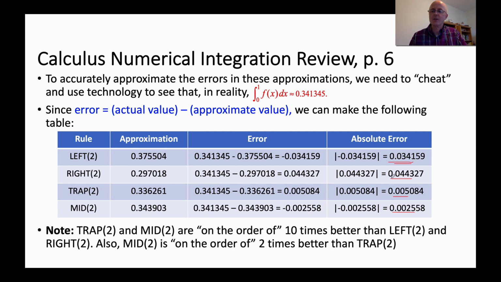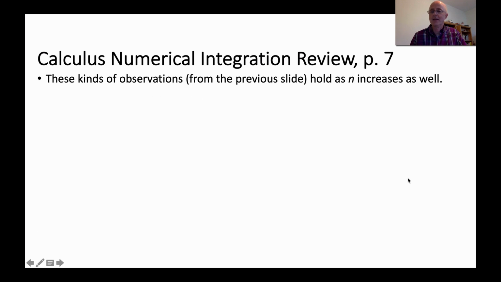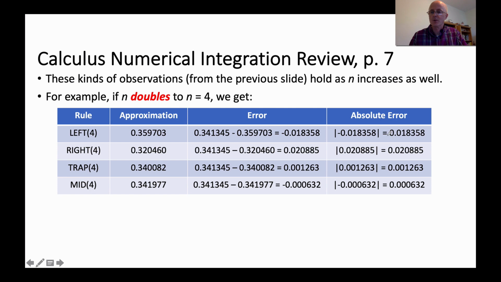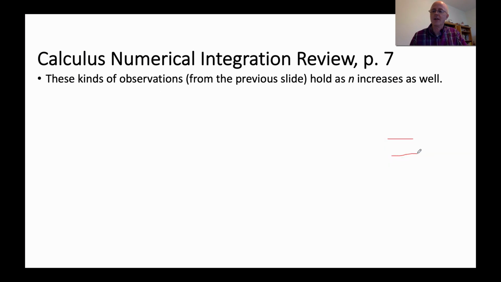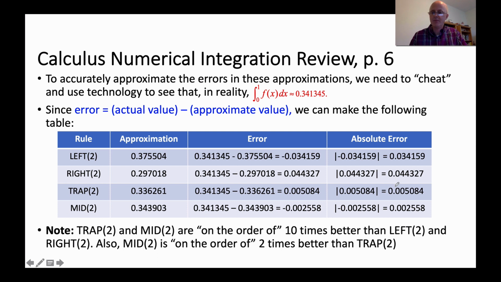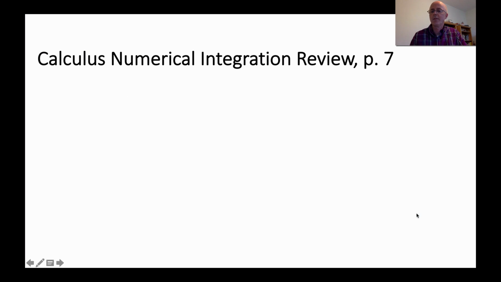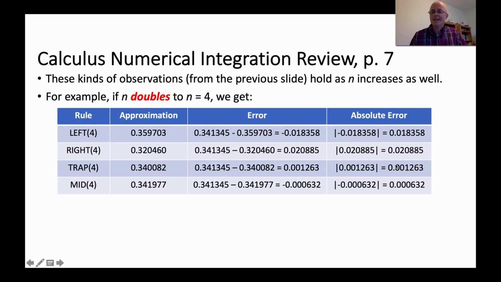Keep track of these numbers, close to 0.04, say, for the left and right. These numbers here are close to 0.02. They got cut in half. On the other hand, for the trap and mid, this one's close to 0.005 and this one's close to 0.0025. These numbers are approximately 1/4 as large.